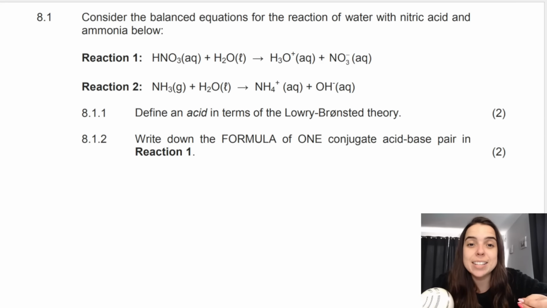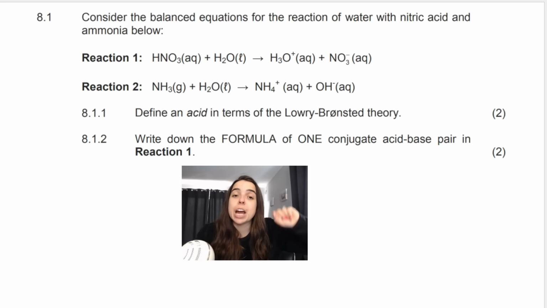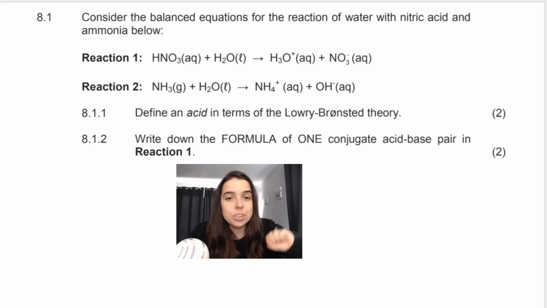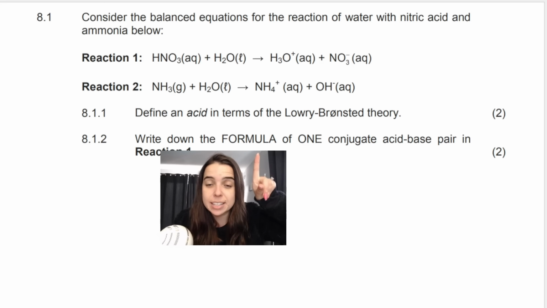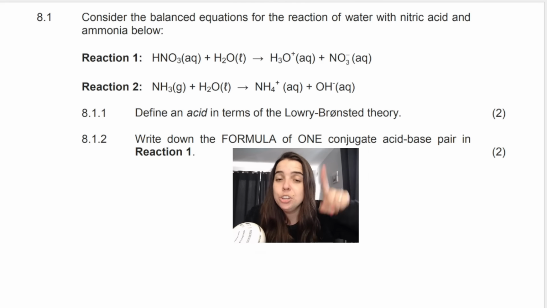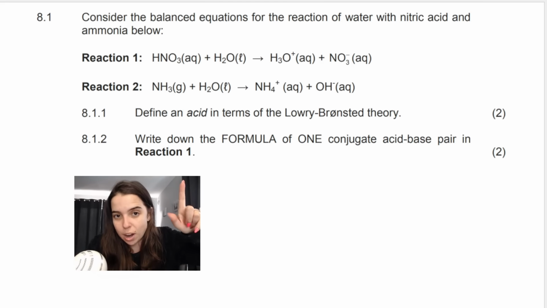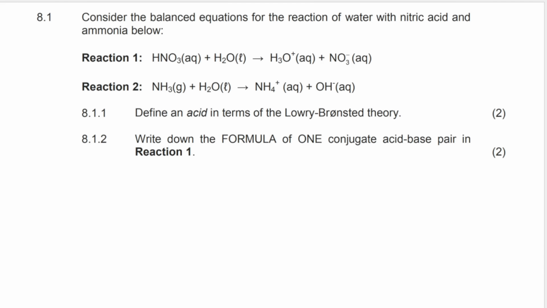8.1.2 says write down the formula of one conjugate acid-base pair in reaction 1. Now, be careful, they say formula. Please don't write out the word. That's why formula is in caps letters. We only need one of the pairs. You could give me two maximum, but we only want one in reaction 1. I'm going to do both of them just in case, depending on what answer you gave me.